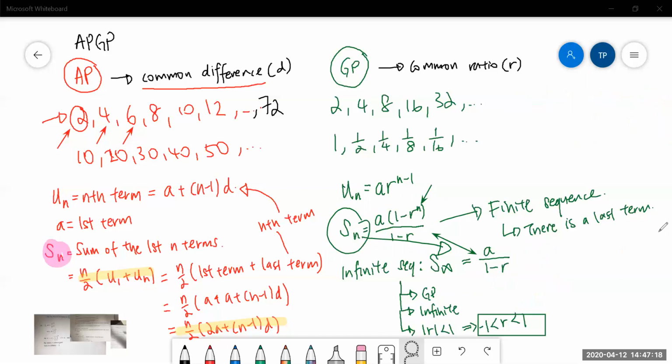So with that said, we have covered AP and GP.